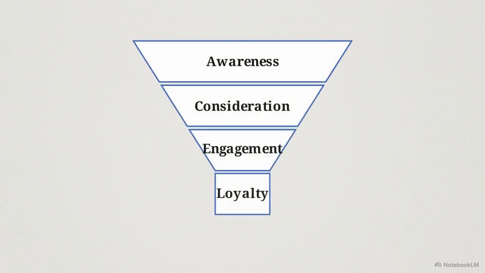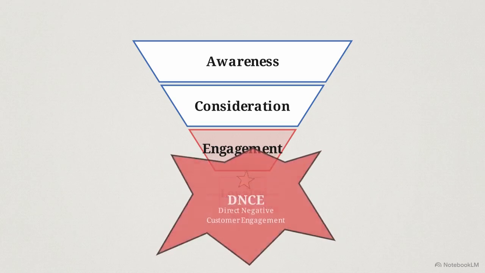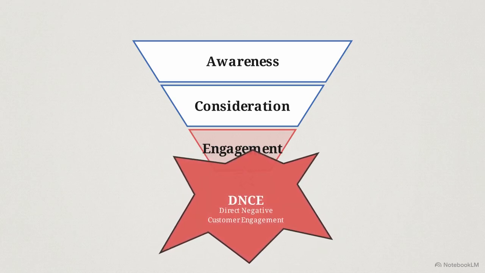This diagram illustrates the standard marketing model. Highly targeted content pushes consumers down a funnel, culminating in brand loyalty. But empirical data shows this sequence breaks down at high volumes. Instead of loyalty, aggressive tactics provoke direct negative customer engagement.